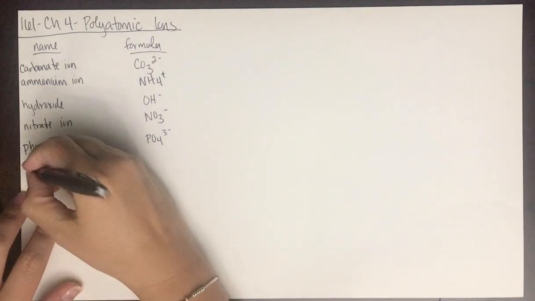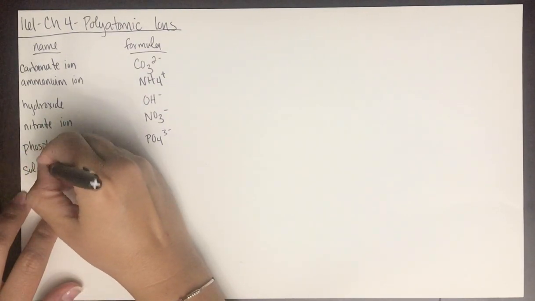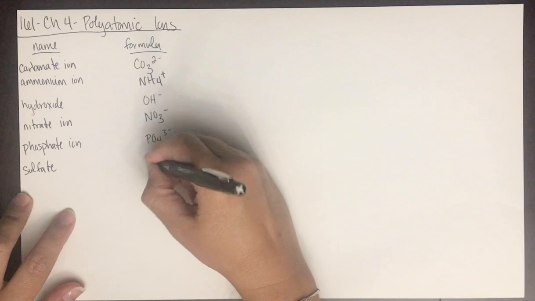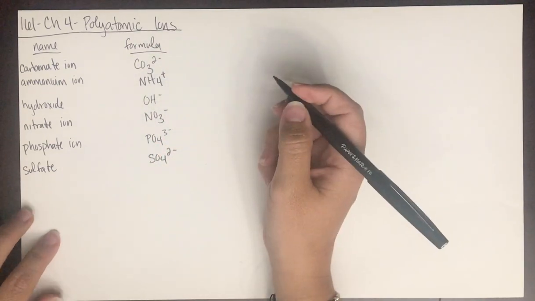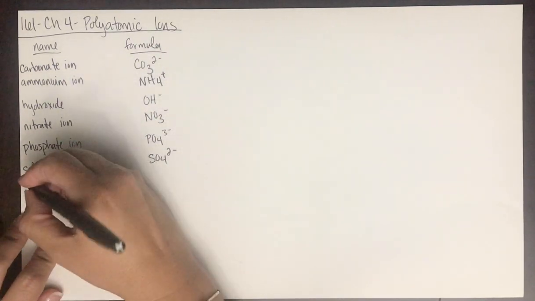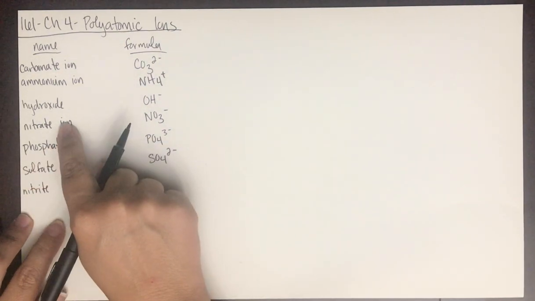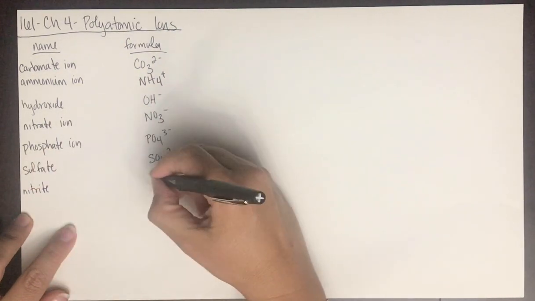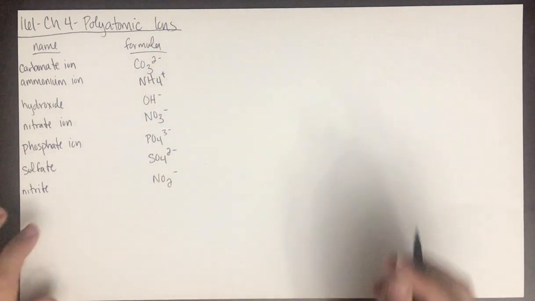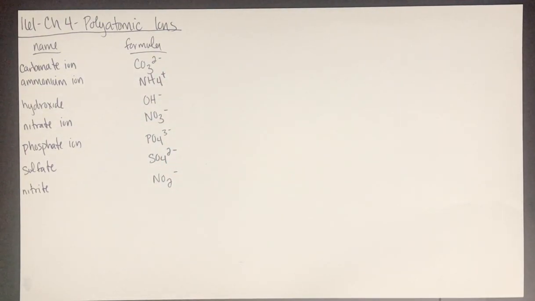And then sulfate. Sulfate is SO4 2-. And then the last one is called nitrite. Not to be confused with nitrate. Nitrite is NO2-. So these are the polyatomic ions that we are most frequently going to use and that you are responsible for knowing.